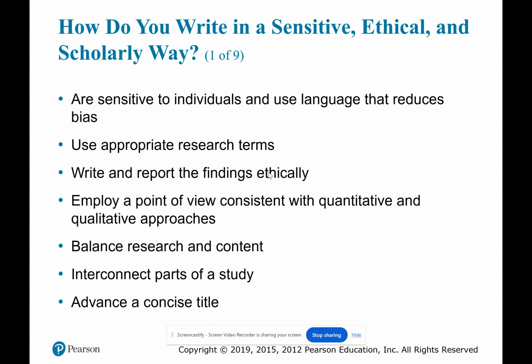And then in addition to following a good structure for your report, you also need to do these things, okay? So this is on page 278 of your book. You need to be sensitive to individuals and use language that reduces bias. Use appropriate research terms. Write and report the findings ethically. Employ a point of view consistent with quantitative and qualitative approaches. Balance research and content. Interconnect parts of the study, which we're going to go into in more detail in a second. And then advance a concise title, which we will also talk about.